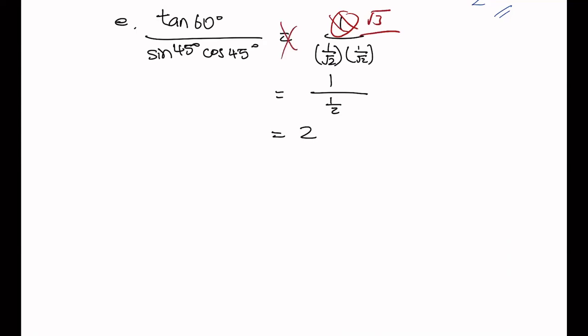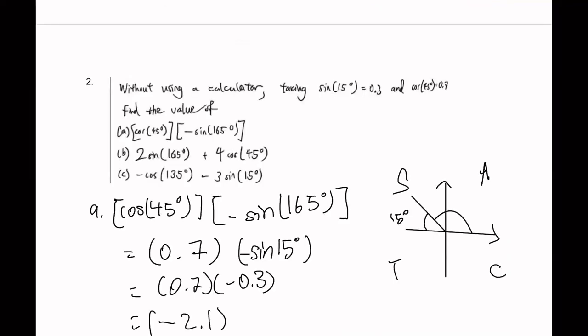Then this is 1 over root 2, 1 over root 2, which gives you 1 half. 1 over half. Sorry, root 3 over half should be 2 root 3. Can? Good. Moving on. Next. Stop me if you got questions.